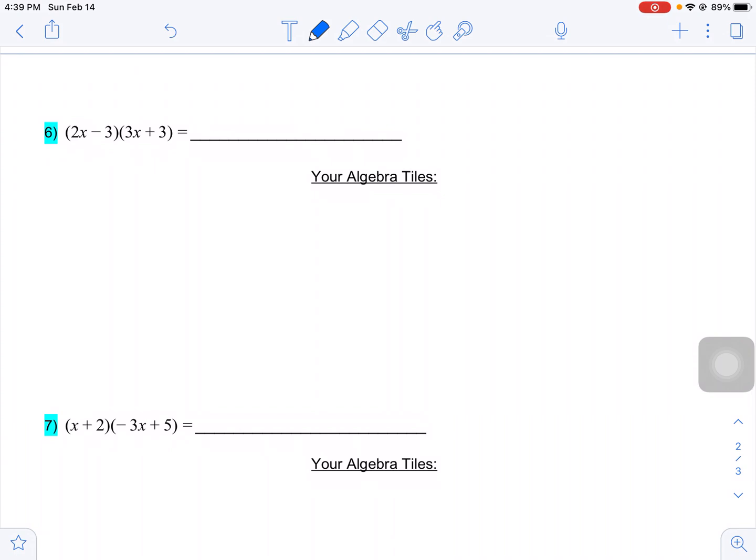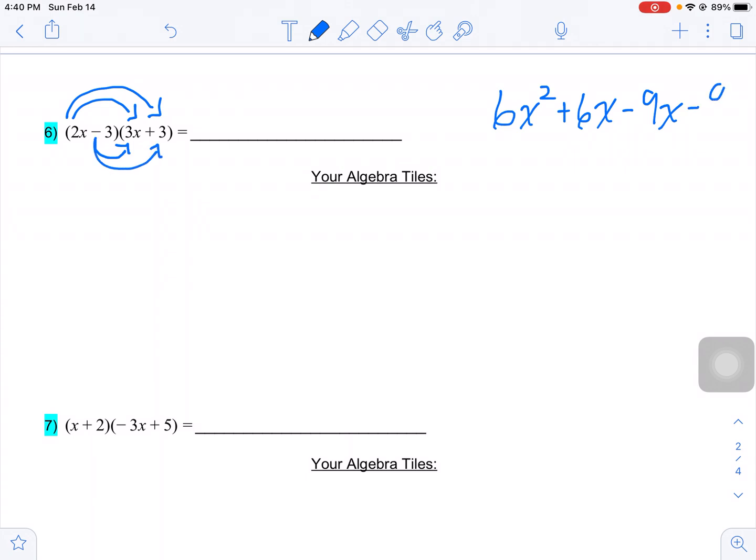then checking with our algebra tiles. So we'll start out doing it algebraically. So we have 2x times 3x. That's going to give us 6x squareds. And 2x times 3 will give us 6x. Then I'm going to take the negative 3 times 3x. That will give me a negative 9x. And the negative 3 times positive 3 will give me a negative 9.